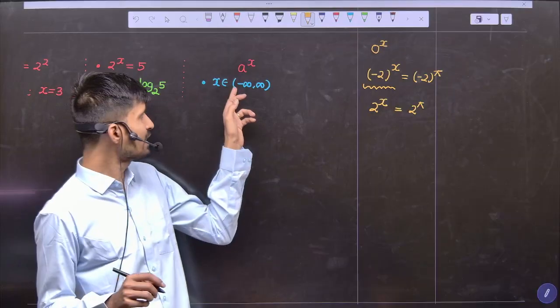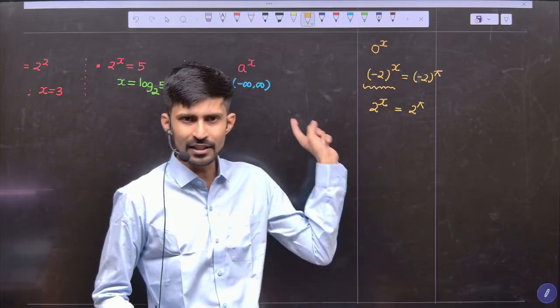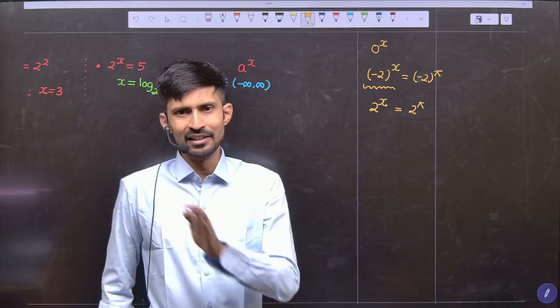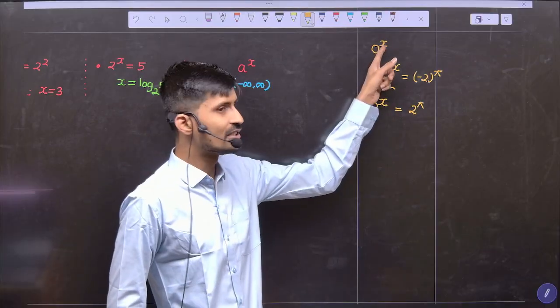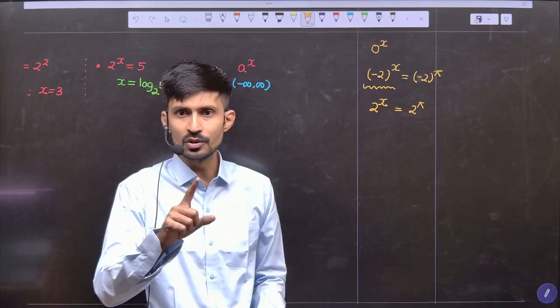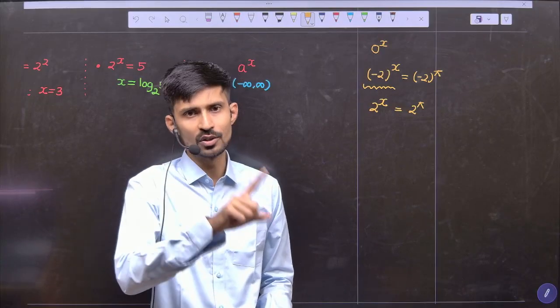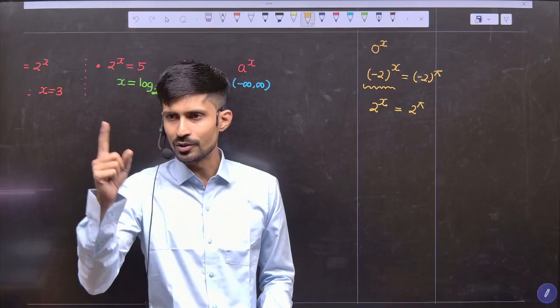So now 0 raised to x. Tell me, x is from minus infinity to infinity. Do you think 0 raised to x is defined for minus infinity to infinity? No. In only one case it will fail. In all the rest of the cases it will be 0. It will fail when x is 0. 0 raised to 0 is not imaginable. 0 raised to 0 is neither 1 nor 0. That is simply unacceptable. You cannot think about 0 raised to 0.